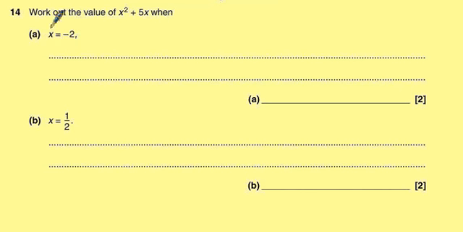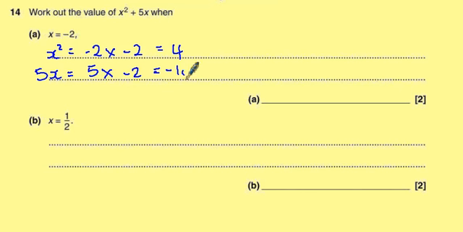Question 14. Work out the value of x squared plus 5x when x is equal to minus 2. Well, if x is equal to minus 2, x squared is equal to minus 2 multiplied by minus 2, which is equal to 4. And 5x is equal to 5 times negative 2. 5 times negative 2 is negative 10.